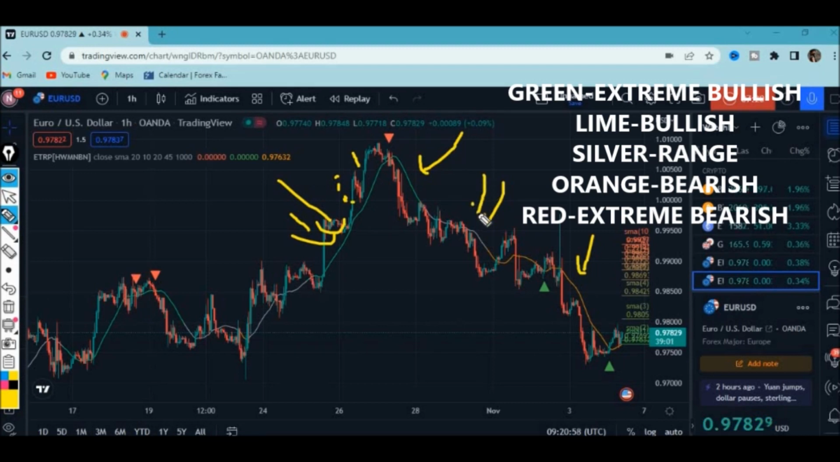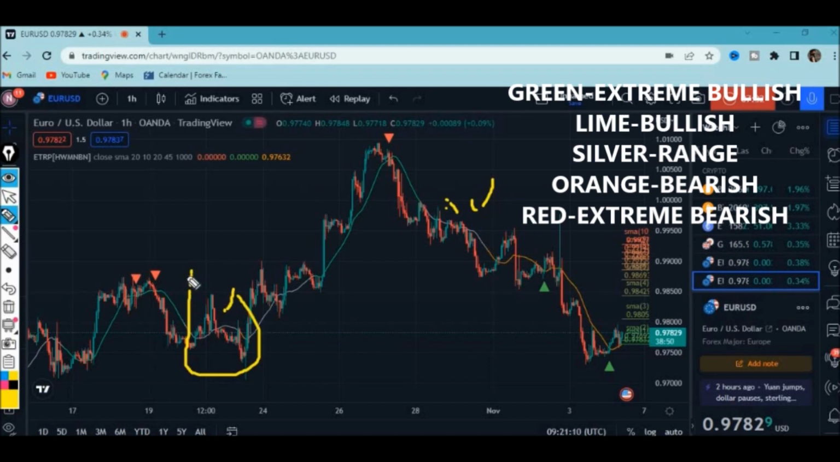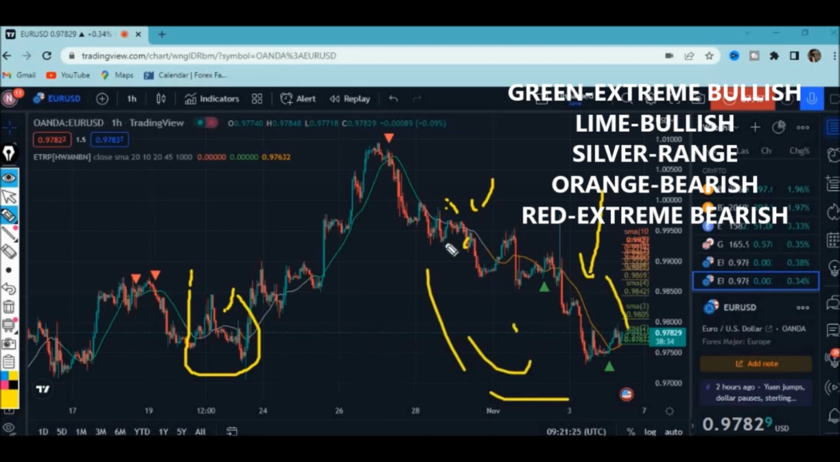As you can see right here, we have a silver color. This signifies a ranging market, and when you look closely, you'll find that where silver is, the market is really ranging. And you can find an orange color, which signifies a bearish move, and you can see indeed the market is really pushing to the downside. Sometimes you find in the indicator a red color, and a red color also signifies extreme bearish.